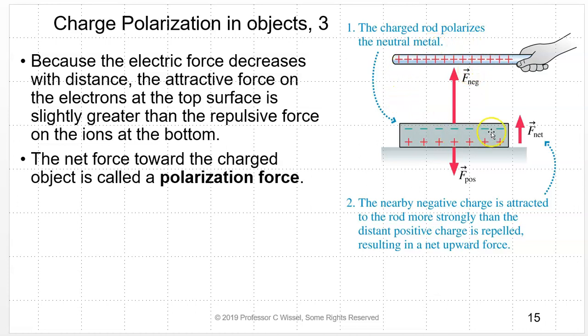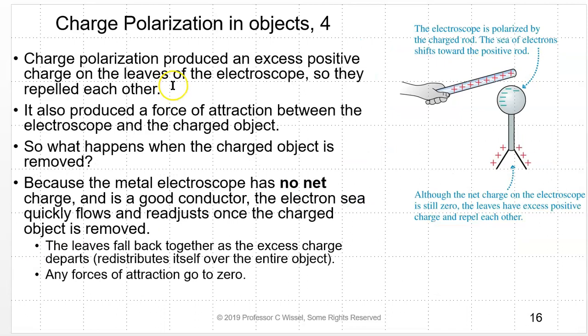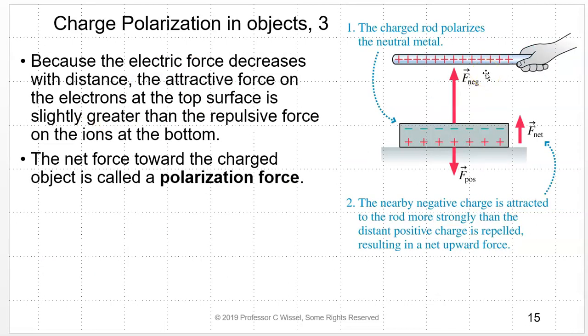The attractive forces on the electrons at the top are greater than the repulsive forces on the ions at the bottom. So the net force is toward the charged object. In other words, a charged object will attract a neutral object. Now, what happens when you remove the charged object? Well, the minute you remove it, these charges redistribute themselves, the forces all disappear.